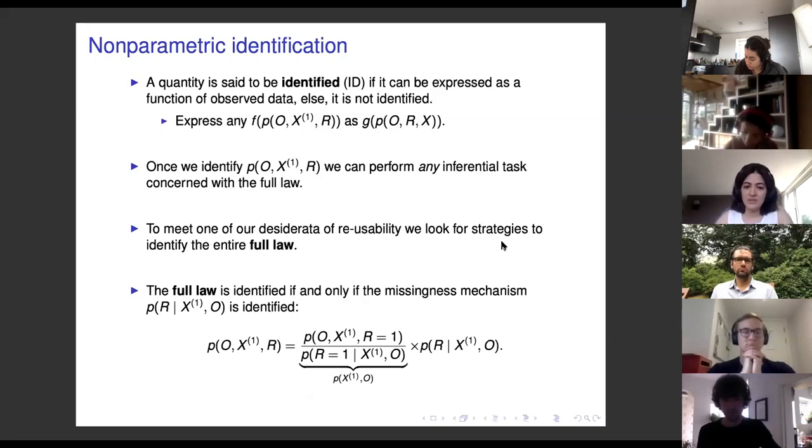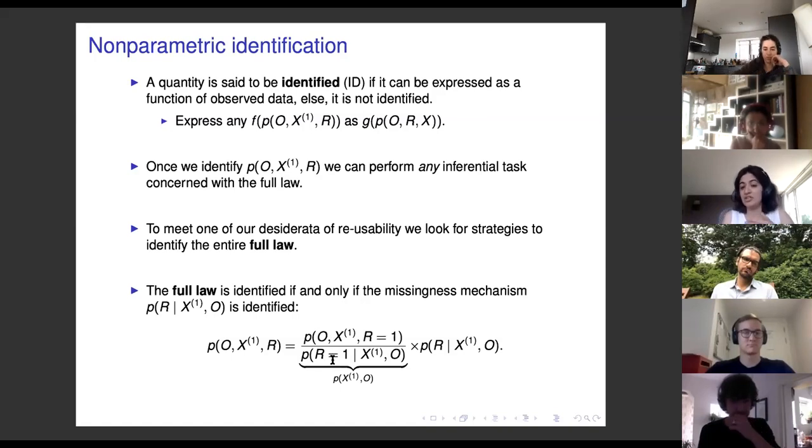And by simple Bayes rule, we can show that in order to identify the full law, we only need to identify the missingness mechanism. Why is that? Because based on the previous slide, the full law is equal to the product of the target law times the missingness mechanism. And we can write the target law as a division where we have the full law divided by the missingness mechanism, where the missingness indicators are evaluated at 1. In the numerator, by consistency, we can just replace the counterfactual with the proxy. So the numerator is identified, and if we have the missingness mechanism, we have the denominator as well. That's why we say the full law is identified if and only if the missingness mechanism is identified. So we shift our focus to identifying the missingness mechanism.